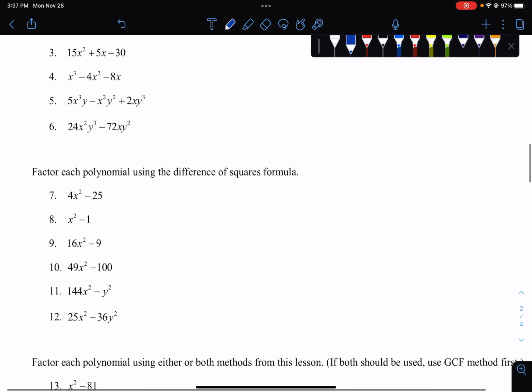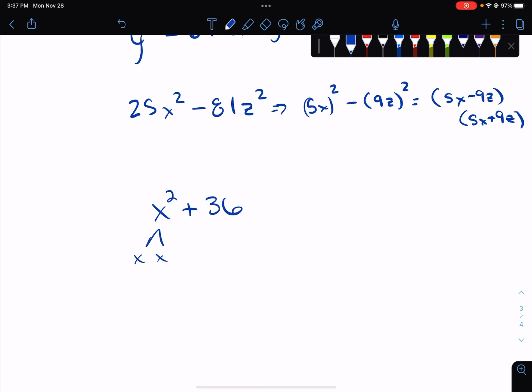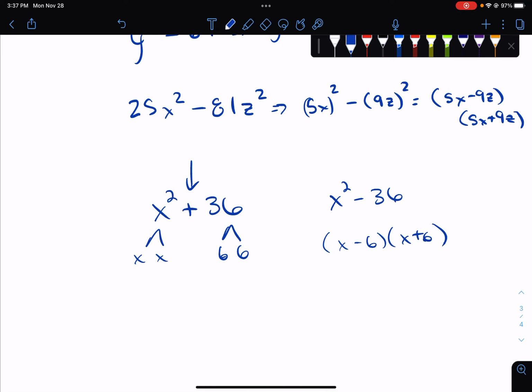Now, guys, be careful. If I had x squared plus 36, this is x times x. This is 6 times 6. But I do not have a minus in the middle. It doesn't work. It has to be x squared minus 36, and then you could do x minus 6, x plus 6. If it's not a minus, it doesn't work.